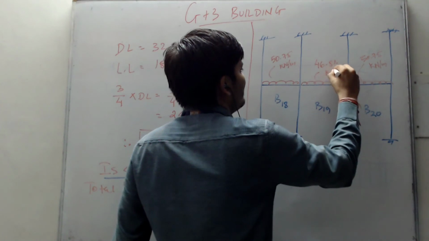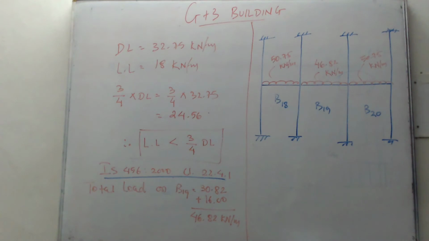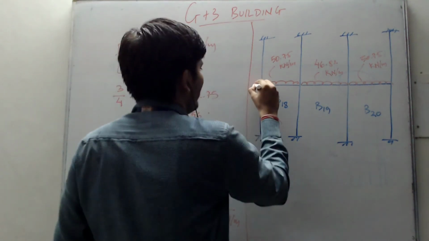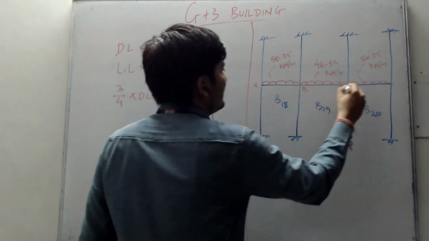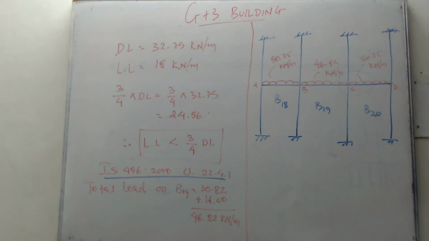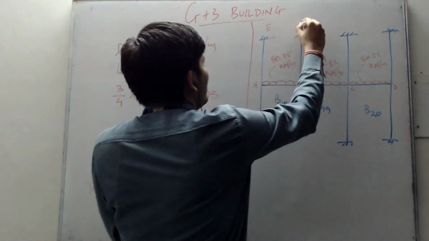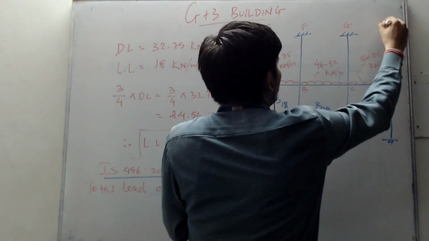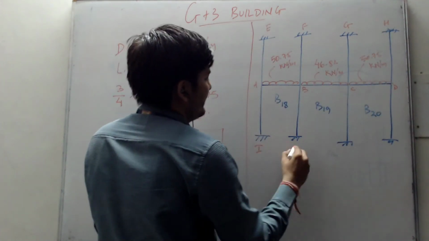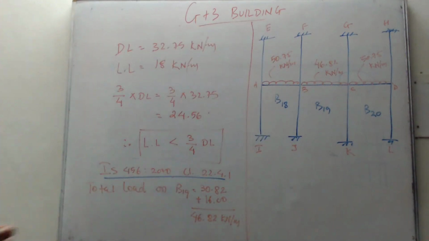Then we need to name this frame. So beam points are named horizontally A, B, C, D, right? So this is my point A, B, C, D. Then I need to name the column points, right? So E, F, G, H are the top points. This is E, F, G, H, and I, J, K, L. Right, so this is how we can draw a substitute frame for beams B18, 19 and 20.